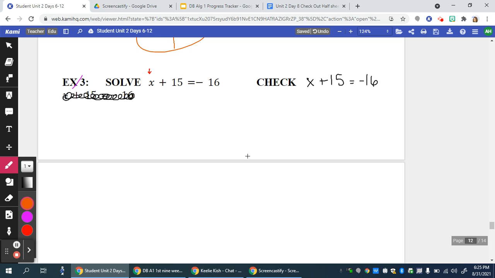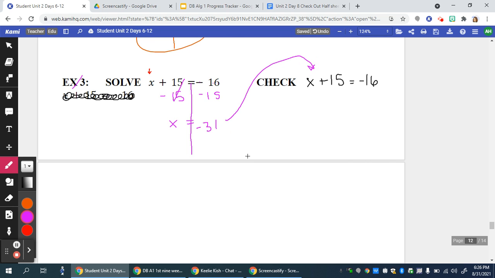Number 3. X plus 15 is equal to negative 16. The inverse of plus is minus, so minus 15 from both sides. That cancels each other out. X is equal to negative 16 minus 15. Same signs, which means we add them up and take the same sign. So 16 plus 15 is 31, and both of their signs are negative.